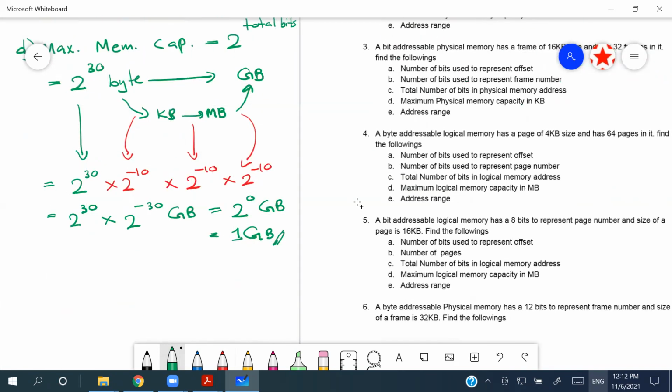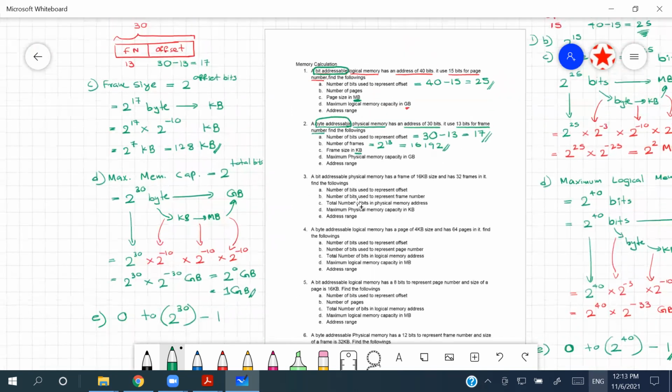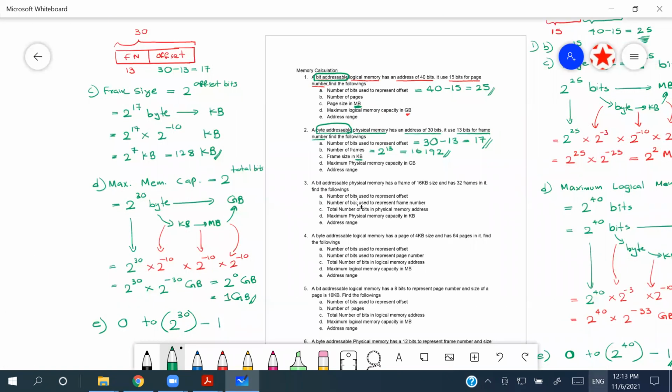Then the address range, of course, goes from 0 to, there are 30 bits regarding the address. So the range is going to be 2 to the power 30, and from that you are going to minus 1, right? So this is going to be the answer for this second one. Okay, so if you got any mistakes, please make them correct.